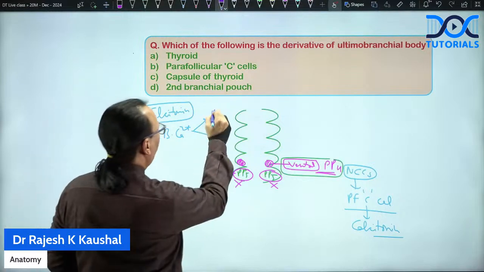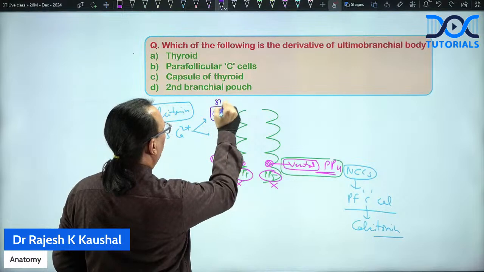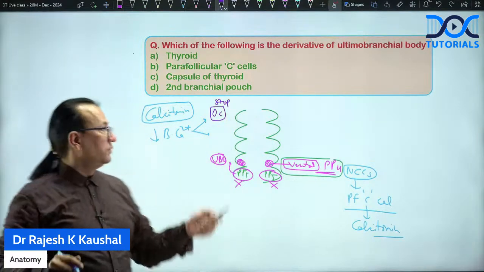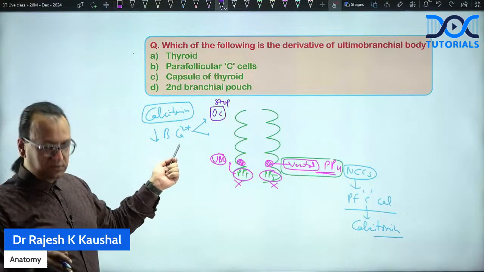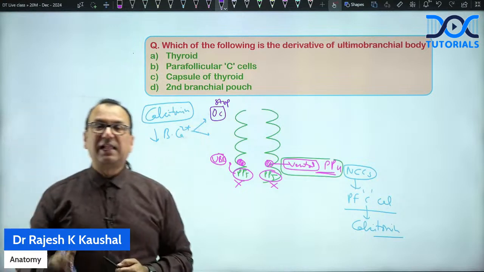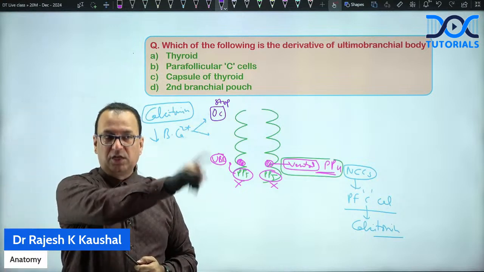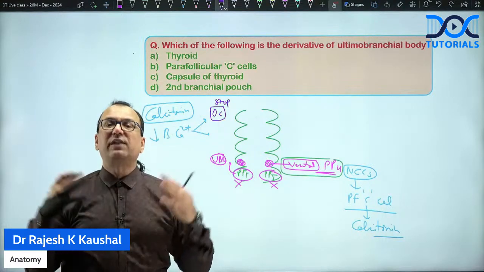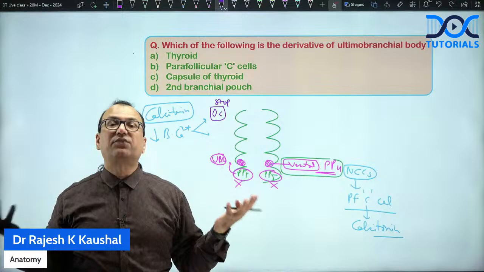Number one, I'll tell the osteoclast to stop. Stop osteoclast. Don't remove the bone calcium. So the calcitonin will cause reduced blood calcium by two things. Number one, it'll tell the osteoclast to stop. Don't work for bone resorption. Let the calcium be in the bone. So bones will have more calcium and less calcium in the blood.